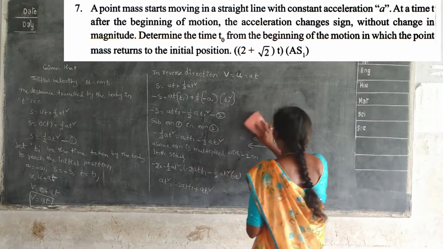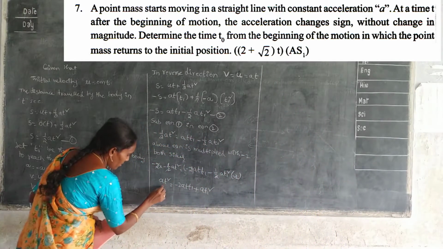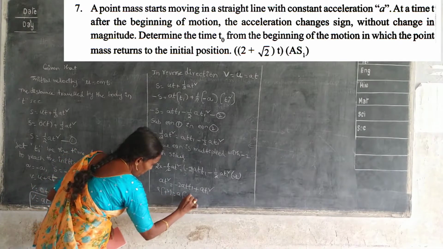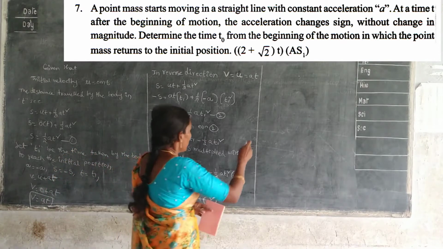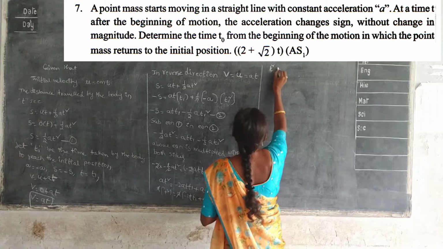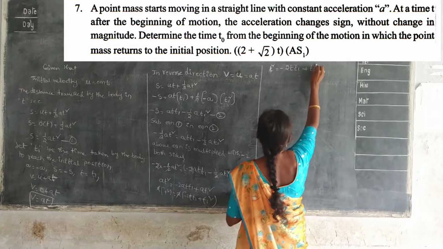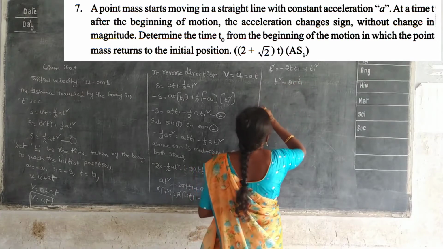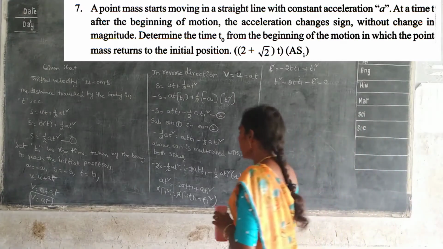Throughout the equation, a gets cancelled out. That means t square is equal to minus 2 t t1 plus t1 square. Write the remaining value: this should be written as t1 square minus 2 t t1 minus t square is equal to 0.